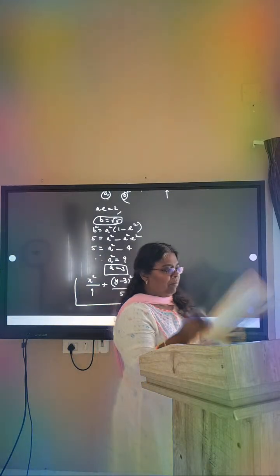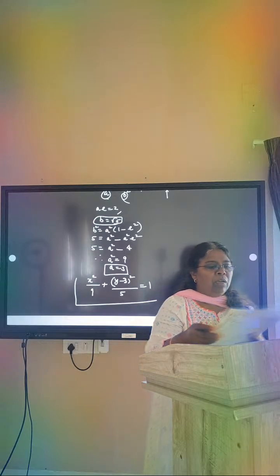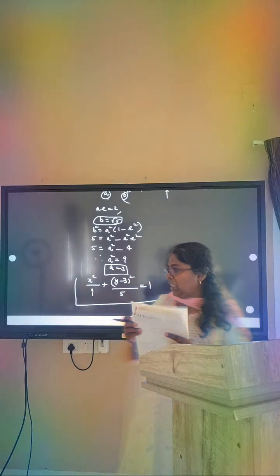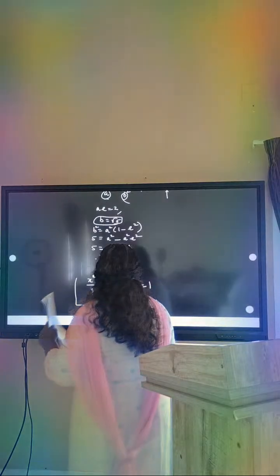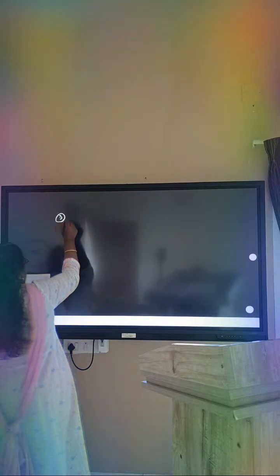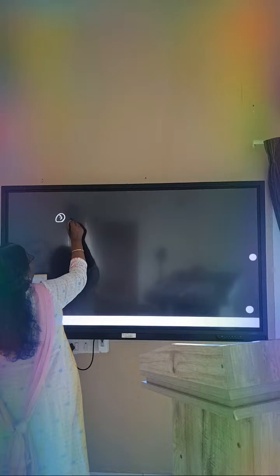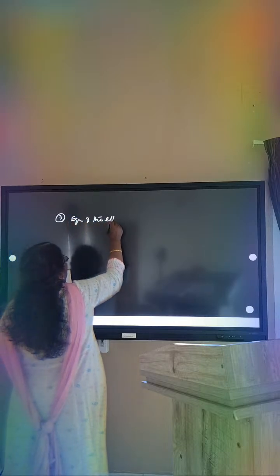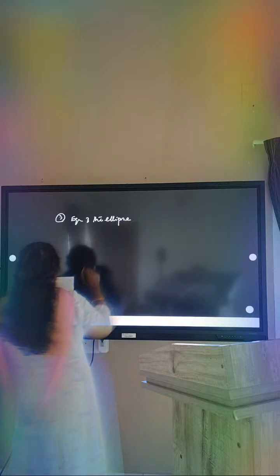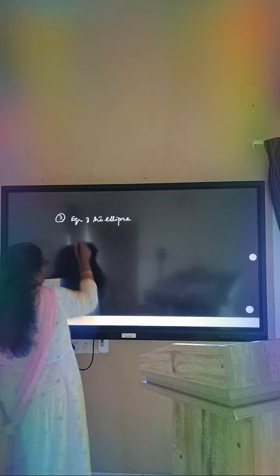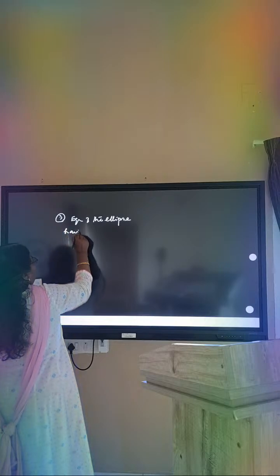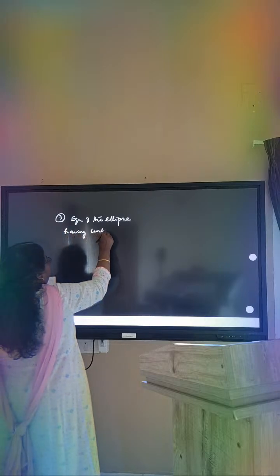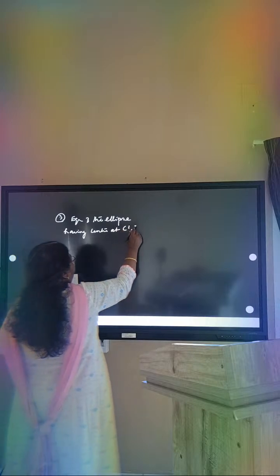Okay, next sum. Find the equation of the ellipse having the center at the point 1, 2. The next problem is to find the equation of the ellipse. Okay, so you have to get the equation of the ellipse, having center at 1, 2.